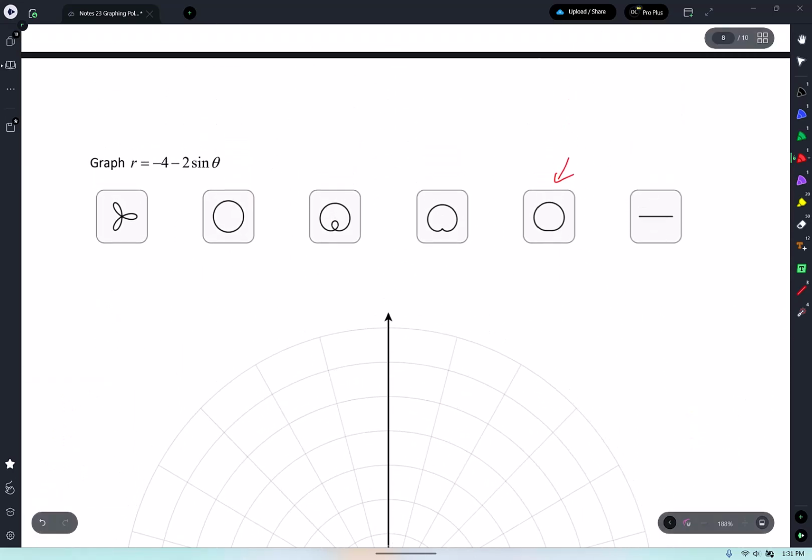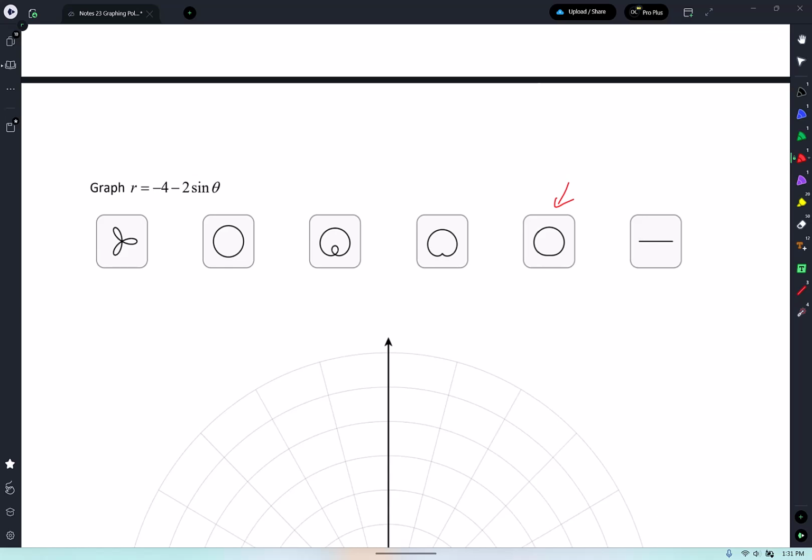Check it out, guys. You see this one right here? Negative 4 minus 2 sine theta. There is nothing you can do to make this equal to 0. It will never equal 0. Why? Why will it never equal 0?